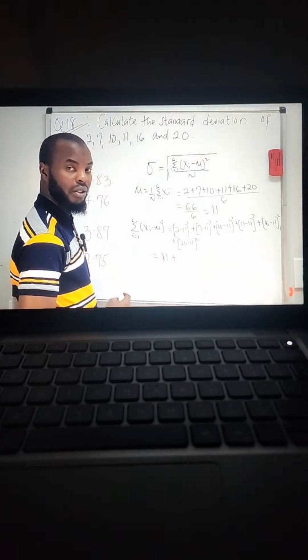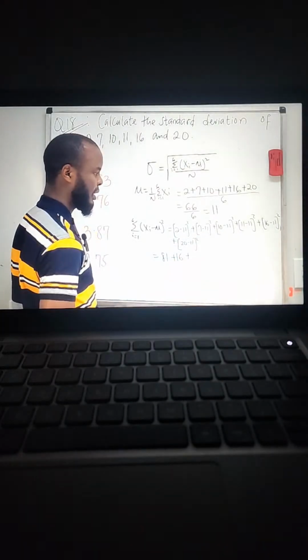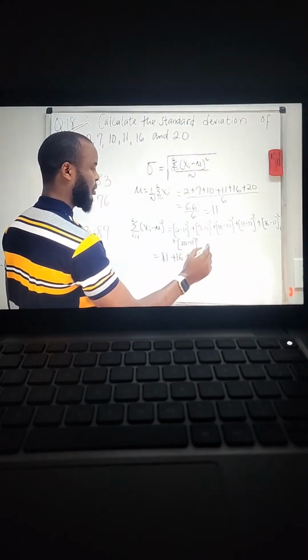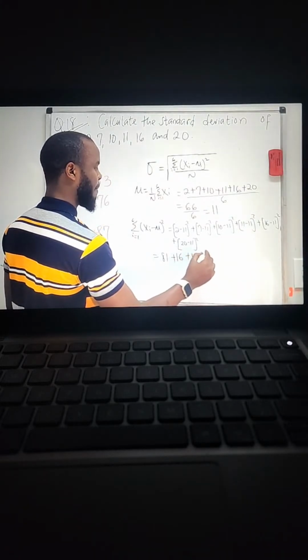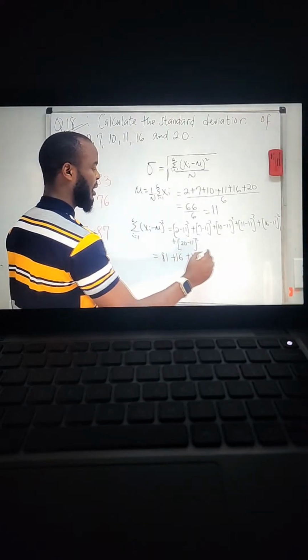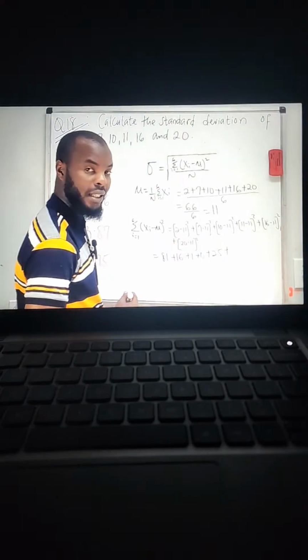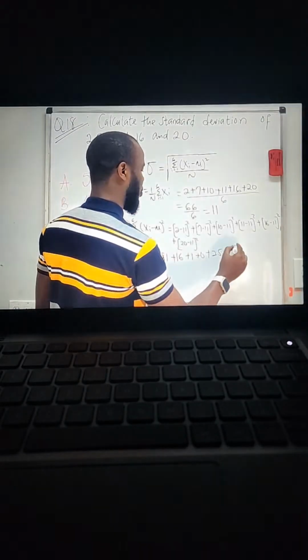7 minus 11 is going to be negative 4. Squaring that, you have 16. 10 minus 11 is negative 1. If you square that, we have 1. This is going to be 0. 16 minus 11 is 5. Squaring that, we have 25. 20 minus 11 is going to be 9. 9 squared is going to be 81.